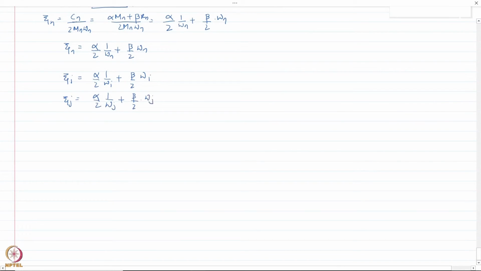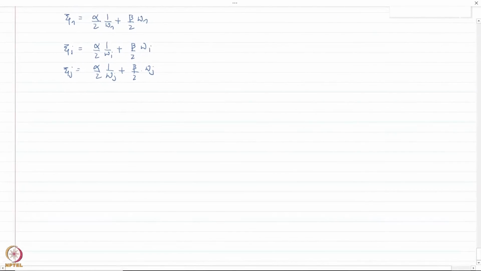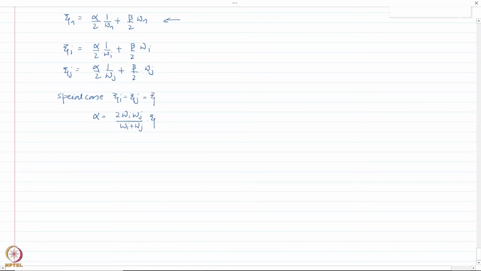So now what you have is basically two simultaneous equations in terms of alpha and beta, and it can be solved, and the values of alpha and beta can be found out. Once alpha and beta are known, then utilizing this expression here I can find out damping for any other mode. And for a special case, let us say when zeta i is equal to zeta j, the solution for alpha and beta can be written as 2 omega i times omega j divided by omega i plus omega j, times, let us say this value we assume as the same value as zeta.